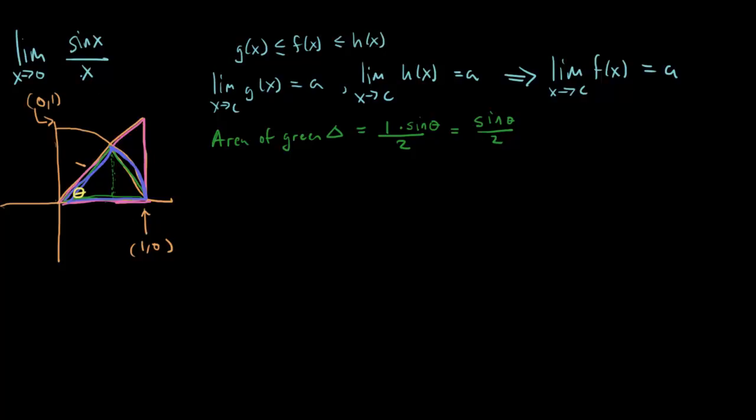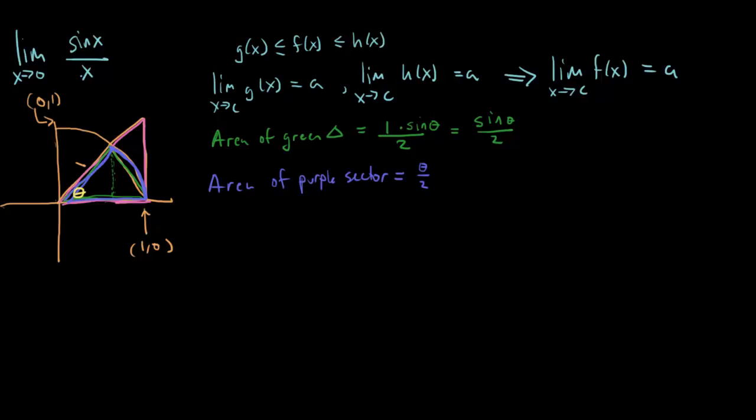Now, how do you find the area of a sector? It's really easy if you remember it. The area of a sector is r squared theta over 2. Now, what's r squared here? That's the radius. Well, the radius is 1. So r squared theta over 2, that's easy. That's 1 squared theta over 2, or theta over 2.